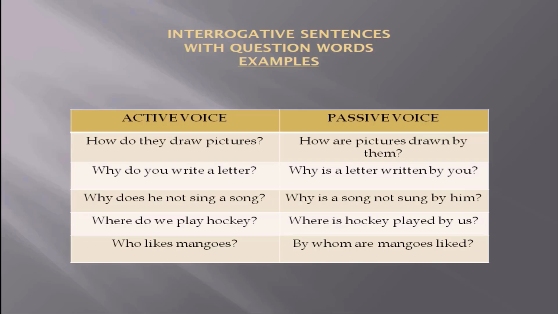Sentence number 4 will be where plus is plus hockey plus played plus by plus us. Where is hockey played by us? In sentence 5, who is the question word. In passive voice, it changes into by whom. The structure of the sentence will be by whom plus are plus mangoes plus third form of like. The sentence will be: by whom are mangoes liked?